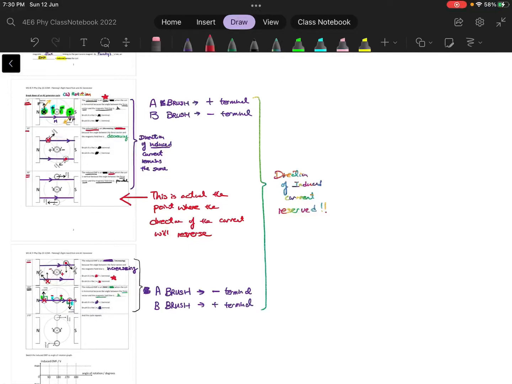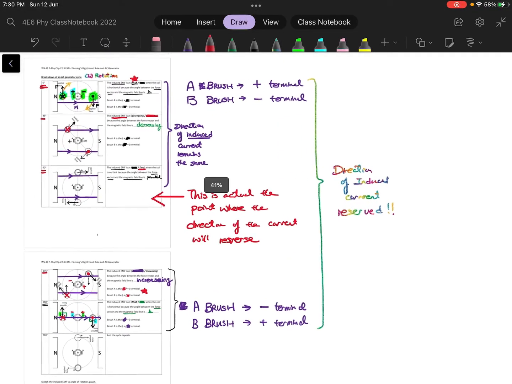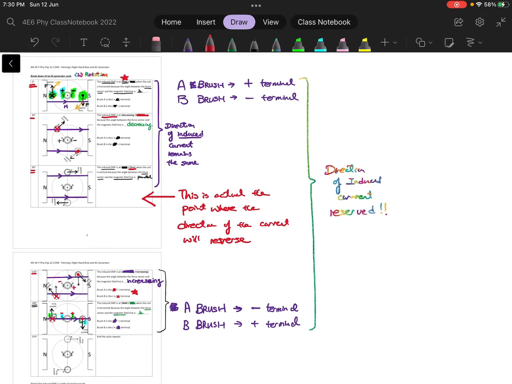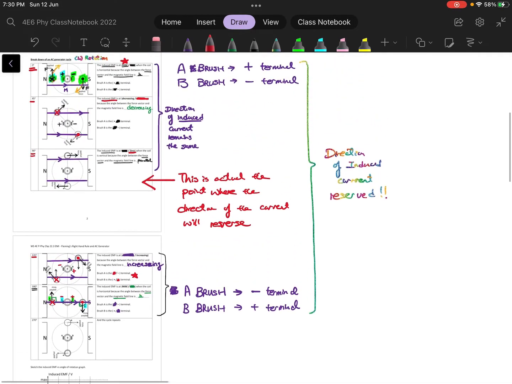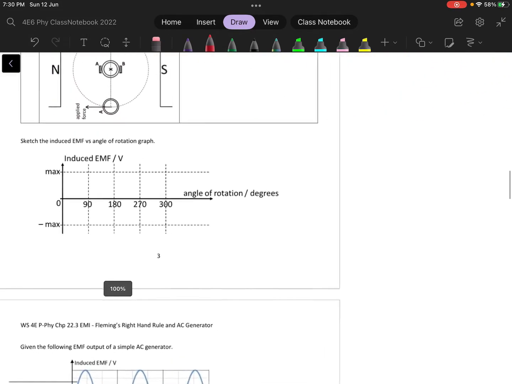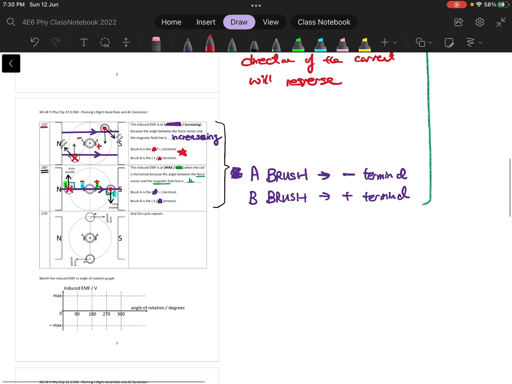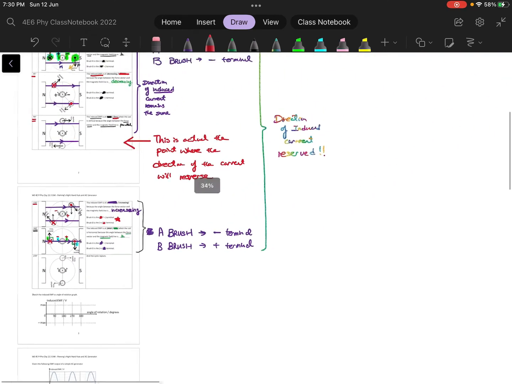In the earlier video, we have already examined how the EMF is being produced when the coil is being rotated in a singular direction. So in this video, we will turn this information into a graph. So we'll be using worksheet 22.3.